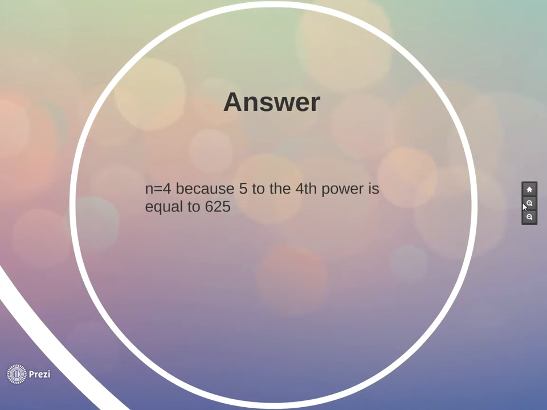Take it. N equals 4 because 5 to the 4th power equals 625.